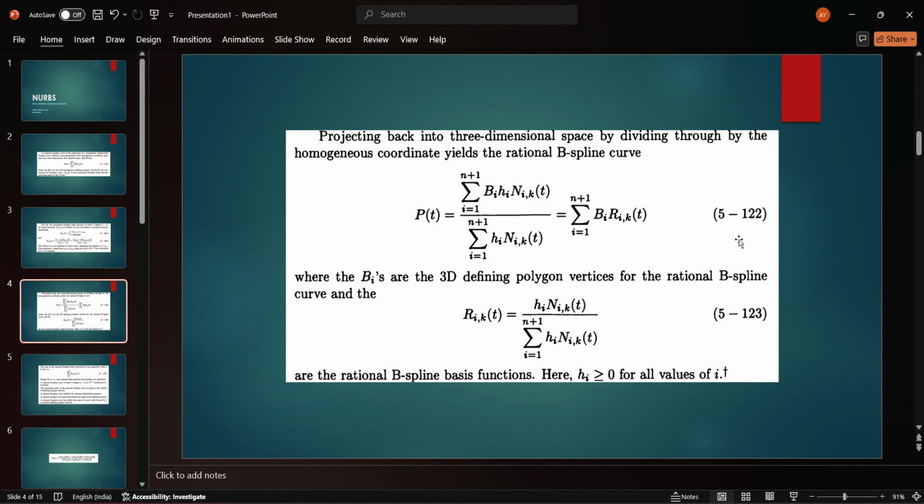given by equation 5.122, where the Bi are the 3D defining polygon vertices for the rational B-spline curve, and Ri,k(t) is given by hi Ni,k(t) divided by the summation i equal to 1 to n plus 1 of hi Ni,k(t). These are the rational B-spline basis functions. Here hi is greater than or equal to 0 for all values of i.